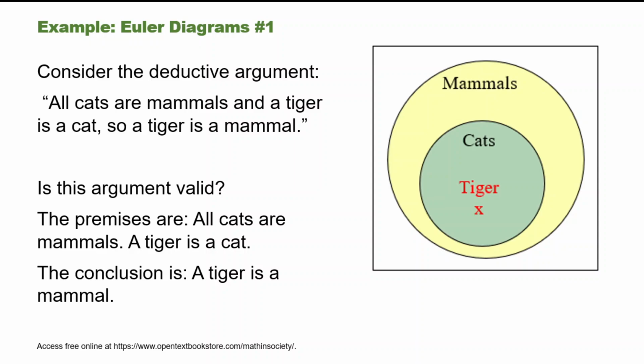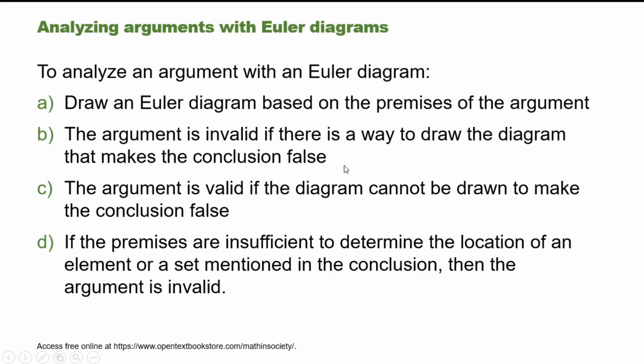So let's consider some other arguments. Analyzing arguments with Euler diagrams. To analyze an argument with an Euler diagram, draw an Euler diagram based on the premises of the argument. The argument is invalid if there's a way to draw the diagram that makes the conclusion false. The argument is valid if the diagram cannot be drawn to make the conclusion false. If the premises are insufficient to determine the location of an element or a set mentioned in the conclusion, the argument is invalid.